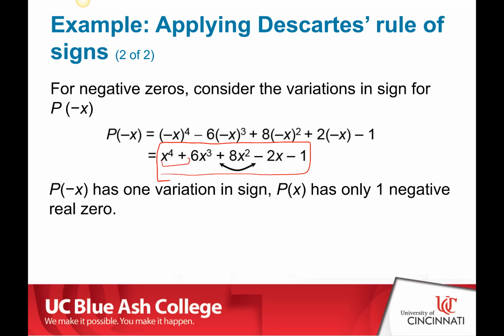It goes from positive to positive, that's no change. Goes from positive to positive, that's no change. So far we have 0. Here it goes from positive to negative. Oh, there's a change. So there's 1. And then we go from this negative 2 to minus 1. Well, that's no change. There's only one negative real root. How'd you notice, say negative this time? Because we're using the negative x.